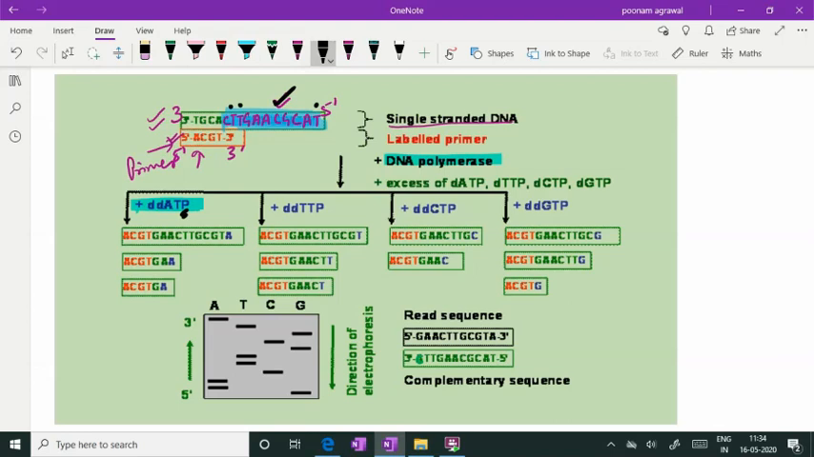So if many cycles of DNA synthesis are taking place, chances are high that in one of the DNA strand syntheses, dideoxy ATP will be added here, terminating the chain synthesis. Another chance is there that dideoxy ATP is added at this point, terminating the chain synthesis. Then another chance is there that in some other cycle the termination will be at this step. I have told you, once the dideoxynucleotide is added, it is not going to further elongate.